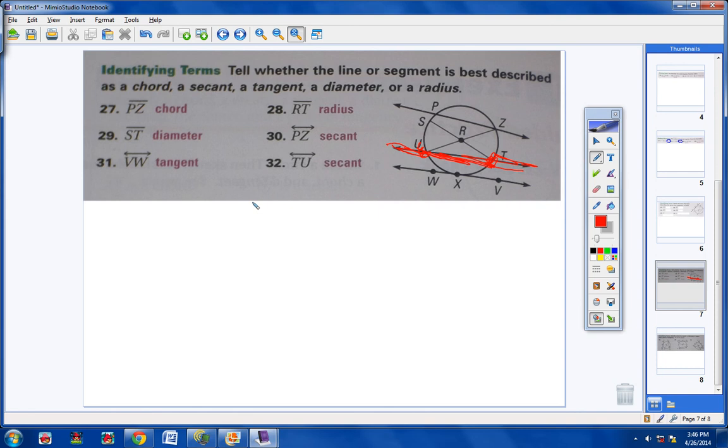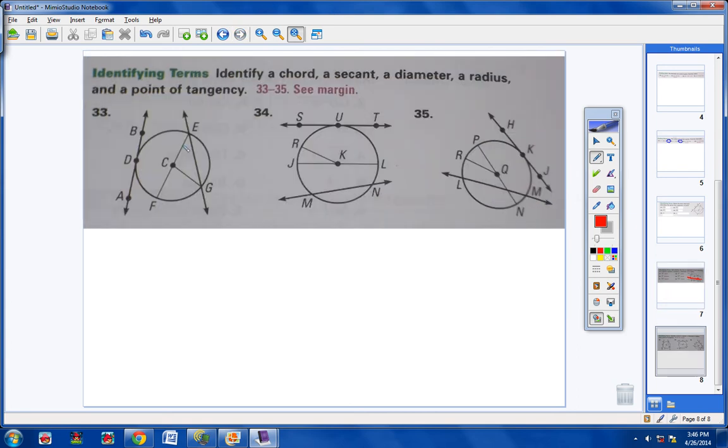Again, I've said this two or three times throughout the video, I'm going to say it again. This is a really, really good review for you students. Okay. Now let's take a look at 33, 34, and 35.